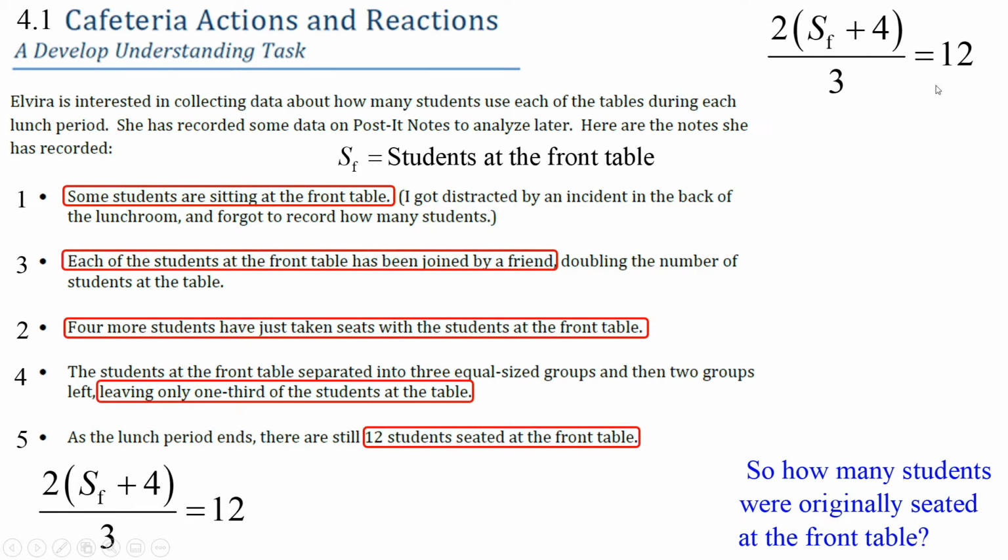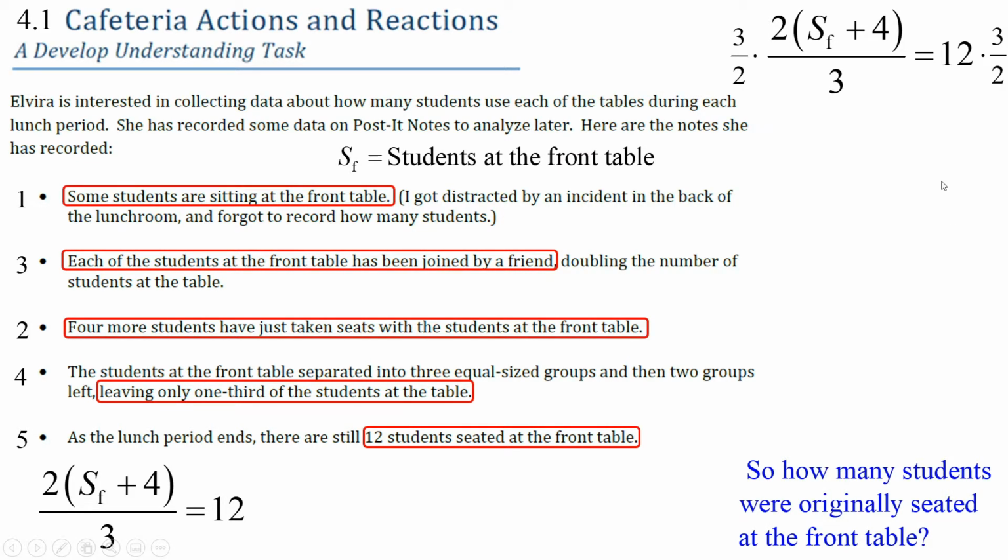Now, we can do that in 2 steps, or if you really want to become a little more efficient, that is taking this quantity S sub F plus 4 and really multiplying by 2/3. And to undo multiplying by a fraction, all you do is multiply by the reciprocal of the fraction. So what is the reciprocal of 2 over 3? 3 over 2. And what we do on the left, we have to do on the right.